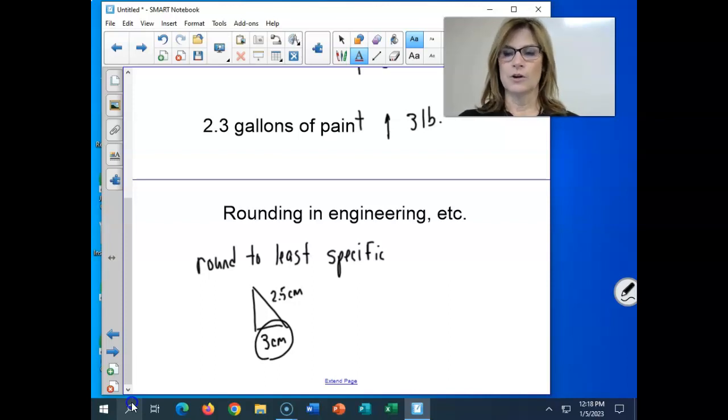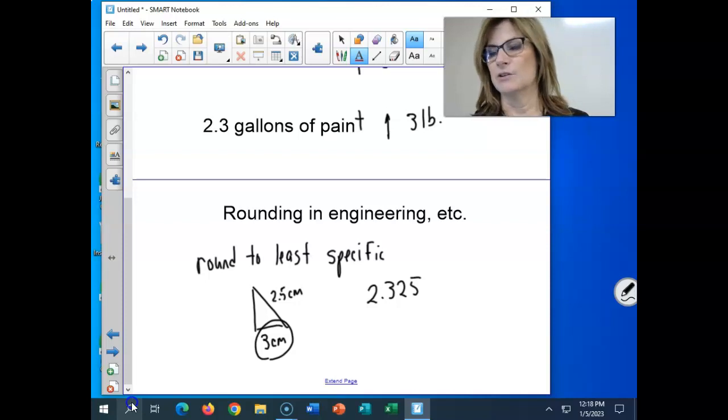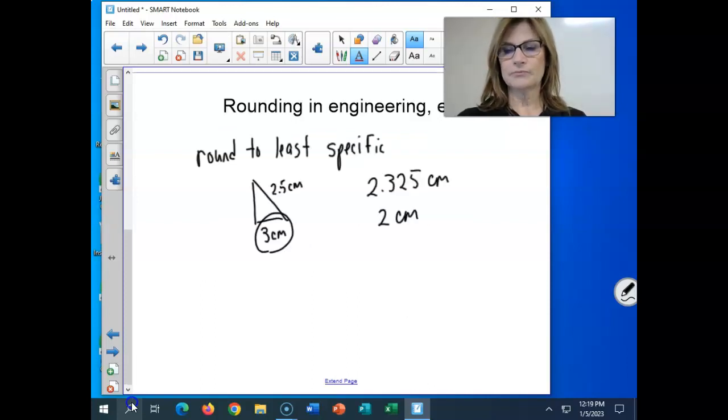So if you were calculating area or the other side maybe, and you got a measurement of 2.325 centimeters for something, you can't end up with more decimal places than your least specific measurement. So if this is measured to the nearest whole number, then you would round that to the nearest whole number.